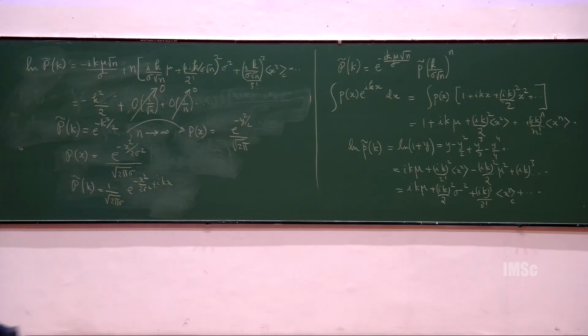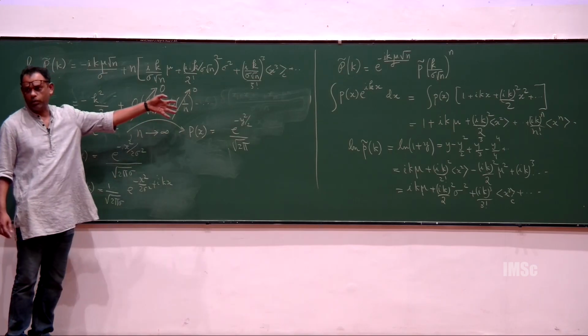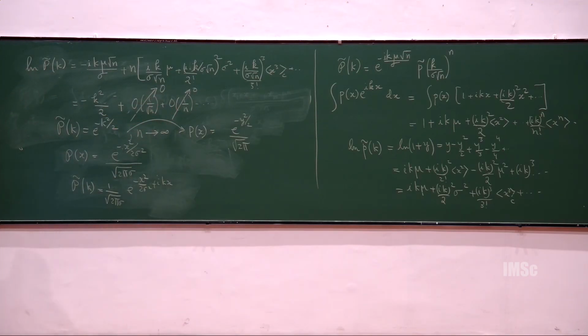Okay, so that is the derivation of the central limit theorem. Any doubt in this? It used the fact that n goes to infinity in dropping these higher order cumulants. Okay, so that was this.